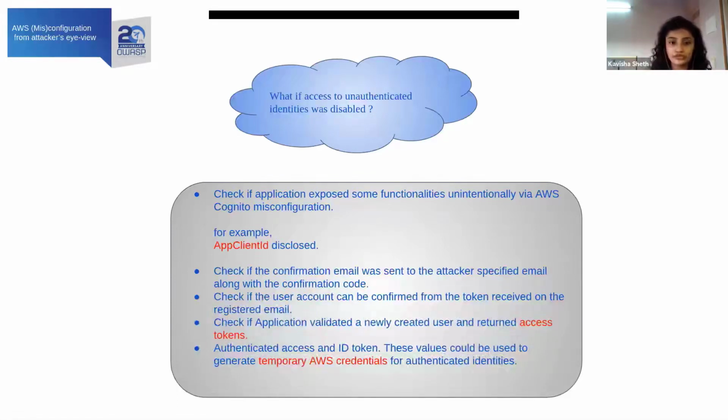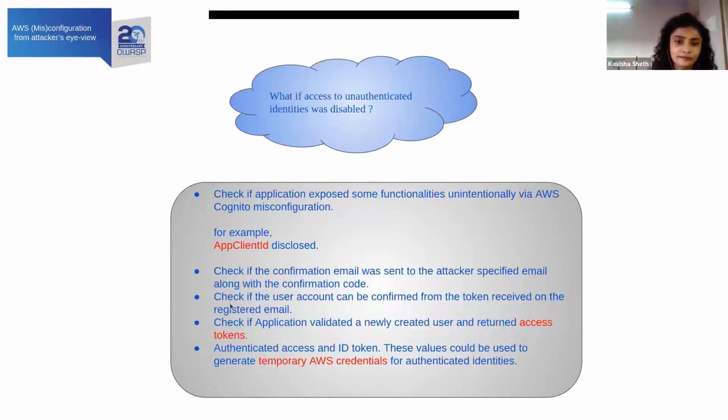No. What you have to check is whether the application exposes some functionality unintentionally via Cognito misconfiguration. For example, they are verifying this pool ID, but what if the app client ID is disclosed? If it is disclosed, this is not an issue by itself, but if you do the exploitation part, this is an issue. To exploit that, check if the confirmation was sent to the attacker-specified email ID with the confirmation code. When you intercept the request and see the mail ID in it, try to change it to your attacker mail ID and see if you are getting the confirmation.